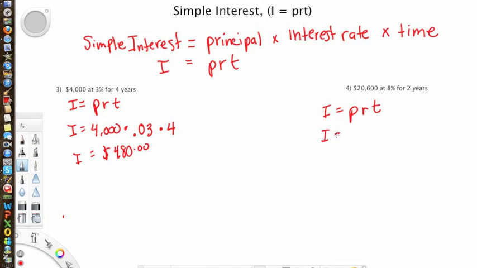We want to find the interest. It's equal to the principal, and what's the initial or the starting amount of money that was invested? It's $20,600. We multiply that by 8%, which we change to a decimal, 8/100, times 2 years. And the interest, when we multiply these three numbers together, we get $3,296.